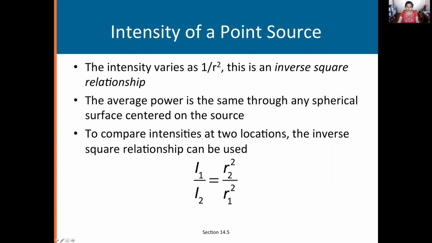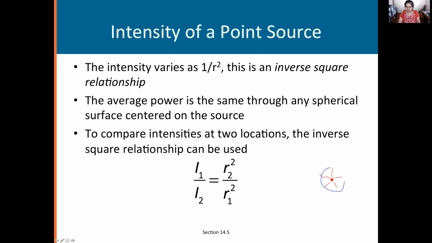Intensity of a point source. So if you say that you have a point source, let's say here, this is my source of sound waves. They're coming out in all these different directions, 360 degrees. Then the intensity varies with the distance as 1 over r squared. Here we come across another inverse square relationship. When we came across the first one in gravitation, I pointed out to you that you will come across this several times.